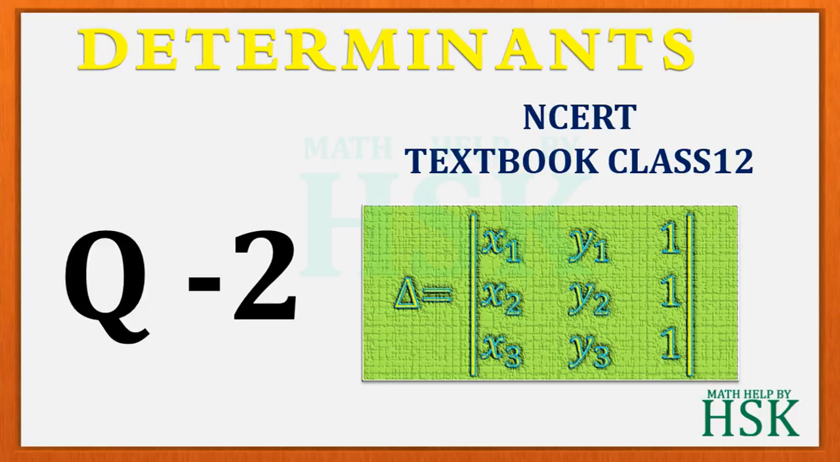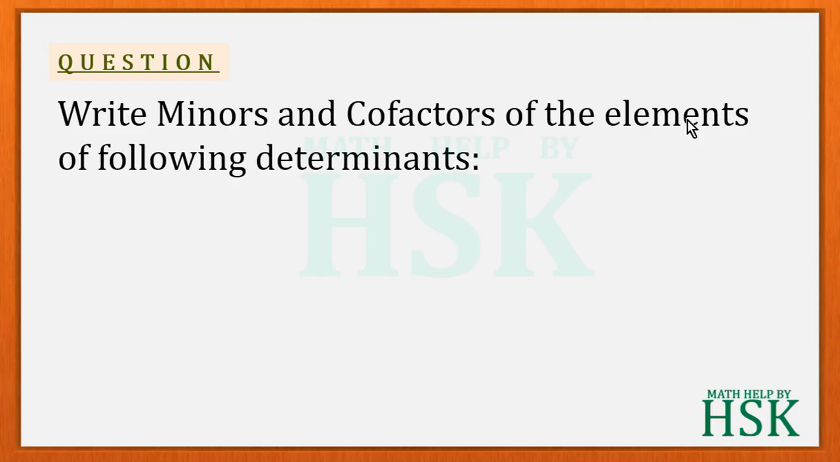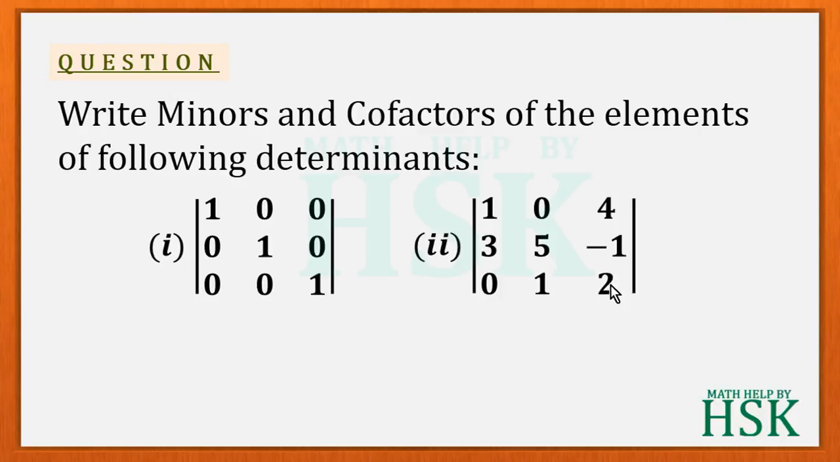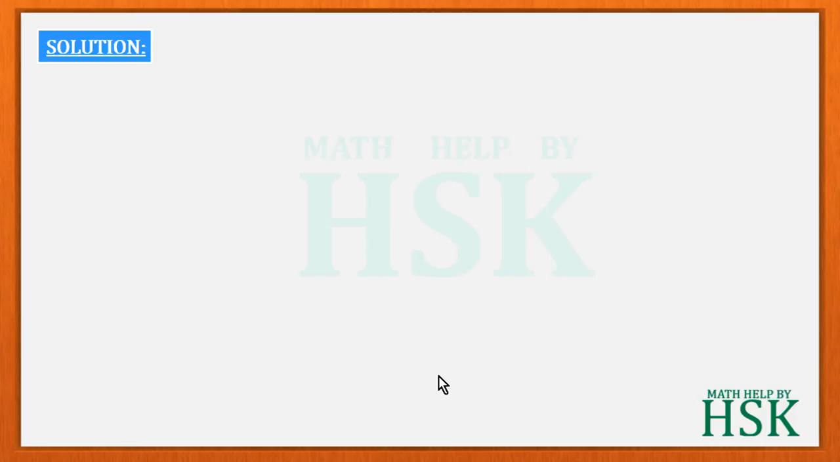Hello friends, the question is like this: write the minors and the cofactors of the elements of the following determinants. In this question we have been given two parts, and in these two parts we have been given two determinants, and we have to calculate or write the minors and cofactors of each element in the given determinants. Now the first part we have been given this determinant 1 0 0, 0 1 0, 0 0 1.